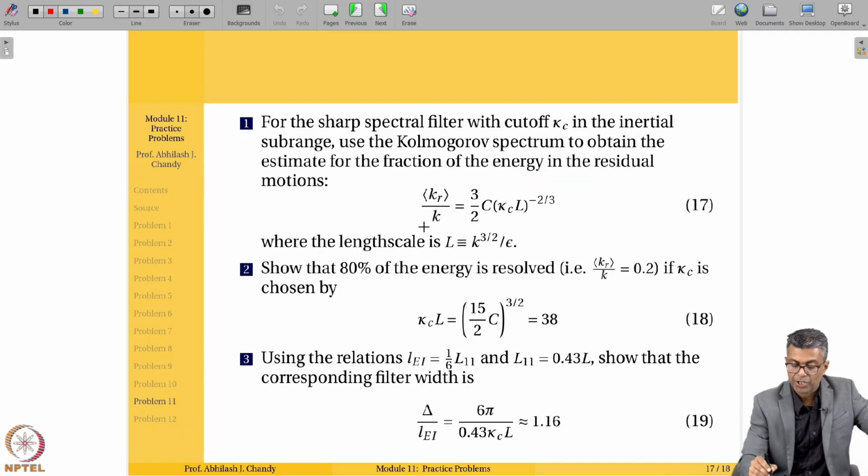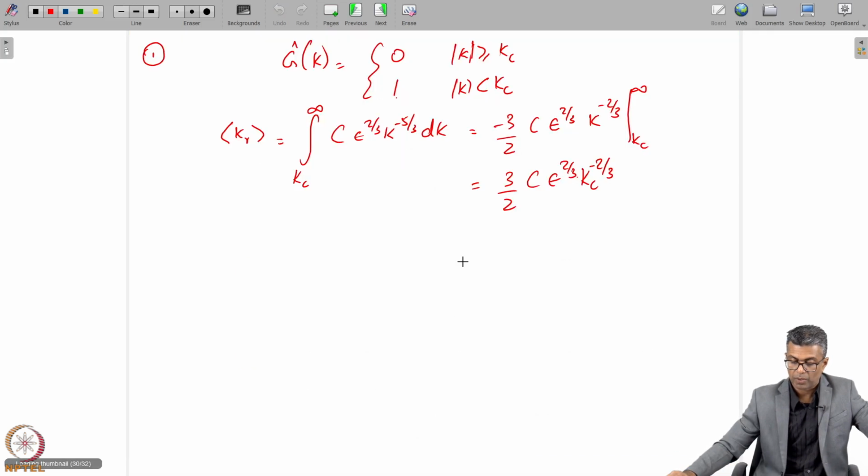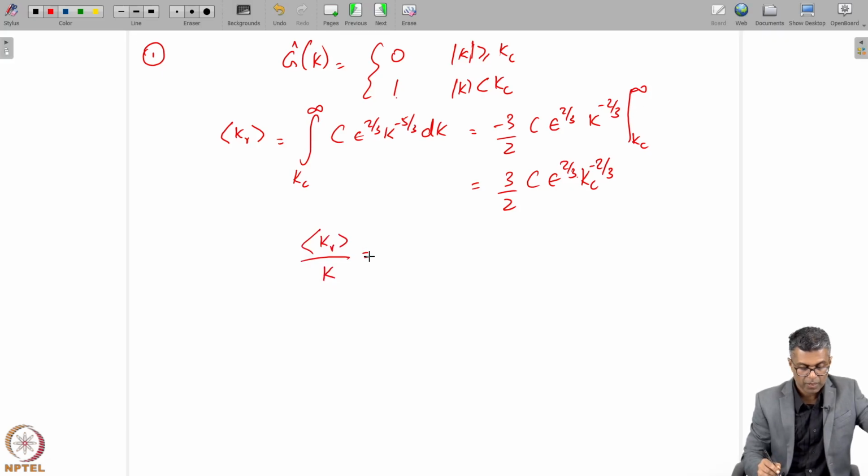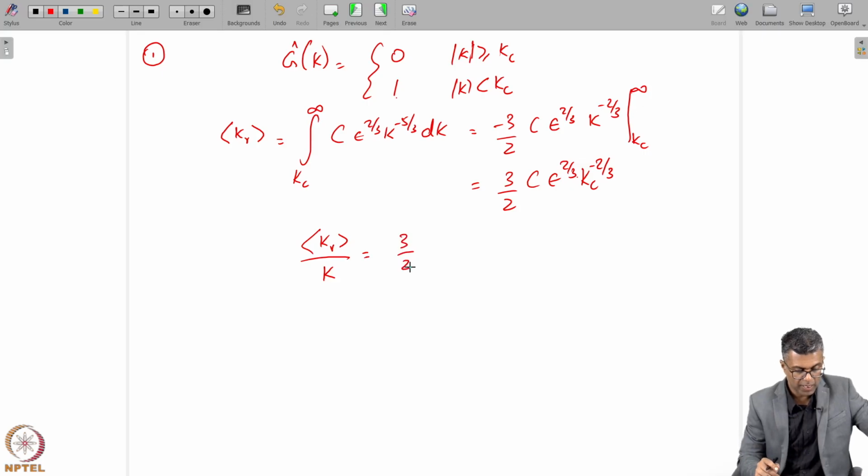I need to get the ratio of the residual kinetic energy to the total kinetic energy. But I will use this particular definition of the integral length scale, which is k to the 3/2 over epsilon. So then what I have is kr over k, isn't it? So then I will have 3/2, and I will use the definition of L.